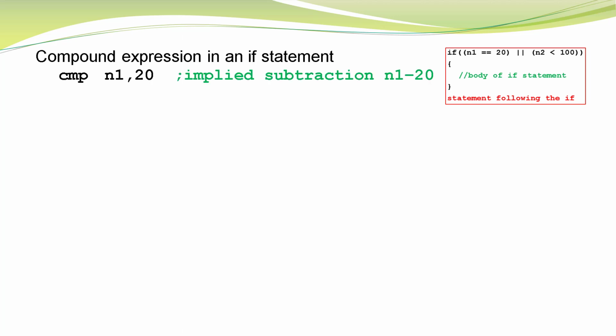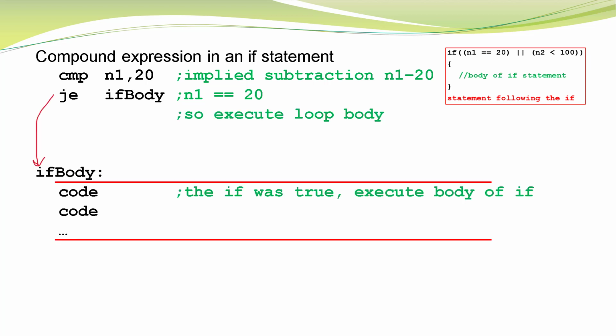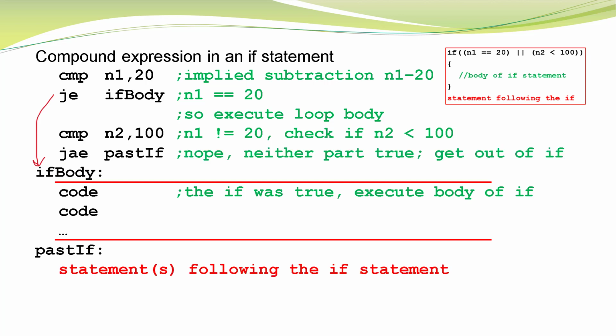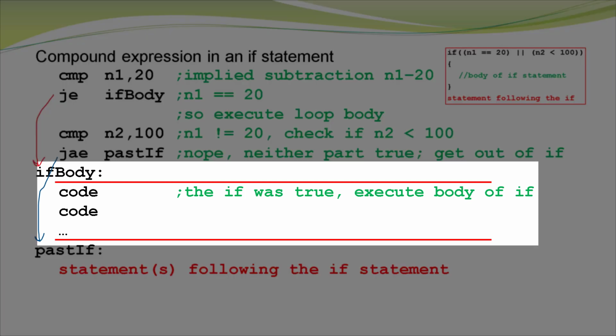So we ask, if this first comparison is true, where do we want to go? The answer is to the body of the if because of short-circuit evaluation. But if n1 is not equal to 20, we need to check for n2 being less than 100. Logically, if n2 is either equal to or above 100, we know the whole if is false, and the program should jump past the if statement.